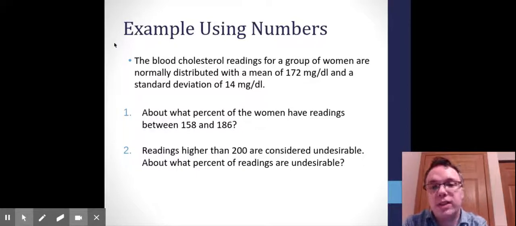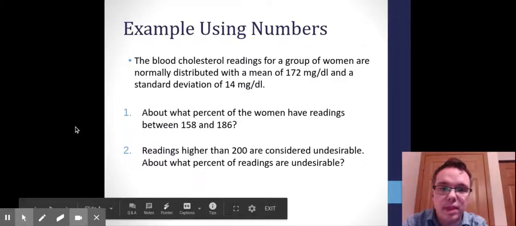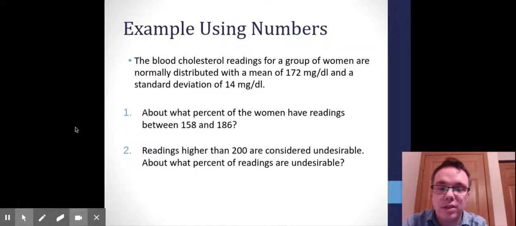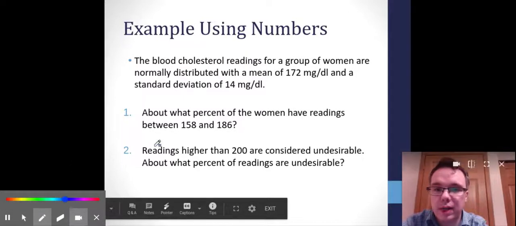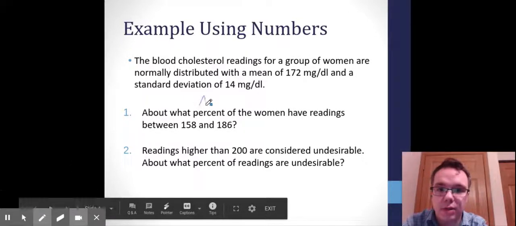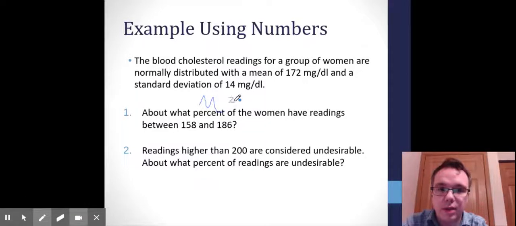All right, so hopefully you have this slide written down. We're going to be looking at blood cholesterol readings for a group of women. They are normally distributed with a mean of 172 milligrams per deciliter and a standard deviation of 14 milligrams per deciliter. So when we get to our next slide, our mu is going to be 172.